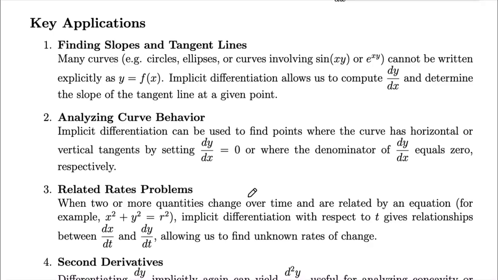So we already talked about the first one, which is just finding slopes and tangent lines of certain curves that can't be written explicitly in terms of y, or it could just be very difficult to write them explicitly in terms of y. So for example, like sine of xy or e to the xy. These are cases where we're definitely going to want to use implicit differentiation. And basically the idea is that after we've taken the derivative, again, we're going to have our dy/dx in the midst of our equation. So then we have to use algebra after to isolate dy/dx.